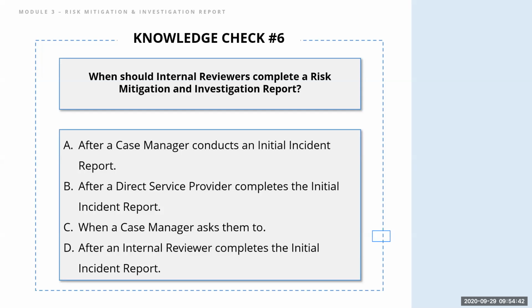which is, when should internal reviewers complete a risk mitigation and investigation report? Is it A, after a case manager conducts the initial incident report, B, after a direct service provider completes the initial incident report, C, when a case manager asks them to, or is it D, after an internal reviewer completes the initial incident report? So I'll go ahead and bring up that polling question. Again, we'll give you another bit of time to go ahead and answer that question.